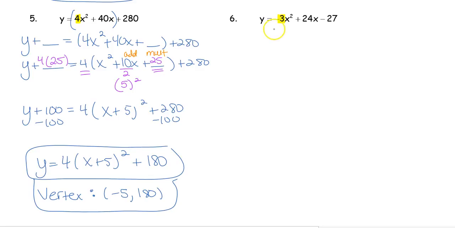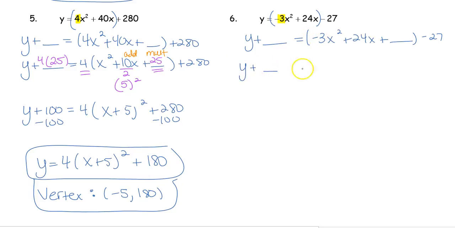Last one. Just like before, we see that we have a number with our x squared. We start our setup the exact same way, so it's y plus some number equals, we're always completing the square with just the x squared and the x term. That -27 is just going to hang outside. Now I can't complete the square until I have that be a positive 1. So I need to pull out that -3. When I pull out the negative, this makes this positive, and when I pull the -3 from there, that makes it a -8x. So don't forget and make sure that you're pulling the negative from both pieces.